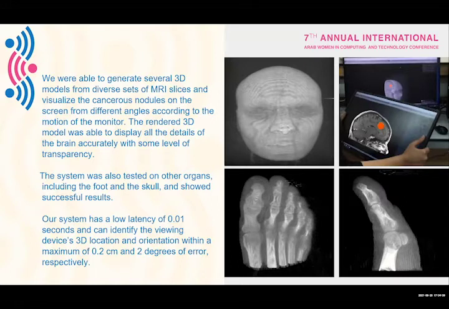The screen was extended to allow the user to visualize the head model on the PC screen and the slice on the monitor. And the system was also tested on other organs, including the foot and the skull, and showed successful results. Our system has a low latency of 0.01 seconds and can identify the viewing device's 3D location and orientation within a maximum of 0.2 centimeters and 2 degrees of error, respectively. The accuracy of the system depends, of course, on the segmentation pipeline, and the visualization system is as reliable as the CAD system.